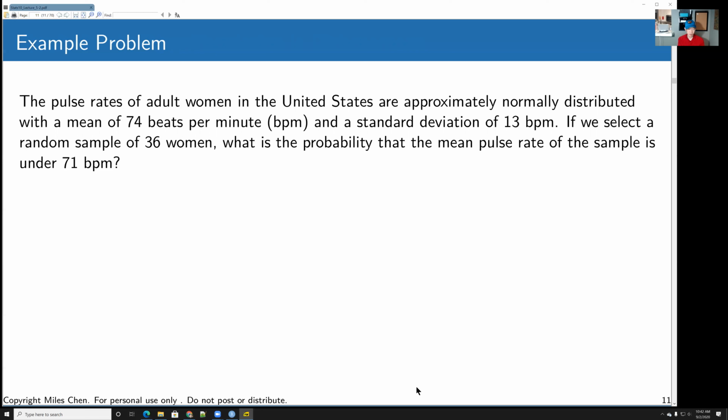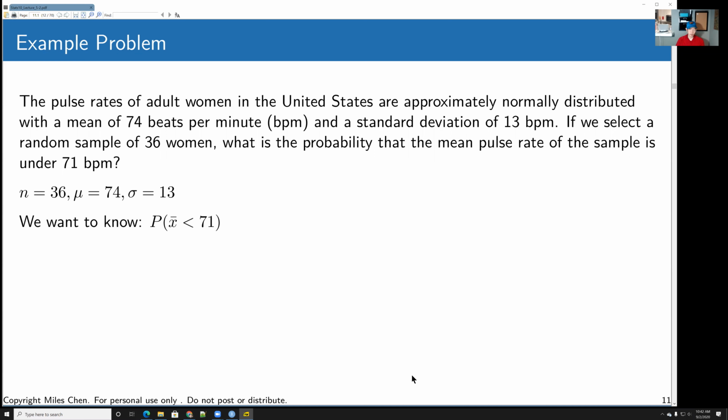So we're not asking about an individual. We're not asking what's the probability that one individual has a pulse rate under 71, but we're asking what's the probability that the entire sample, we're taking an entire sample of 36 people, what's the probability that the average of the sample, the mean of the sample, is under 71?